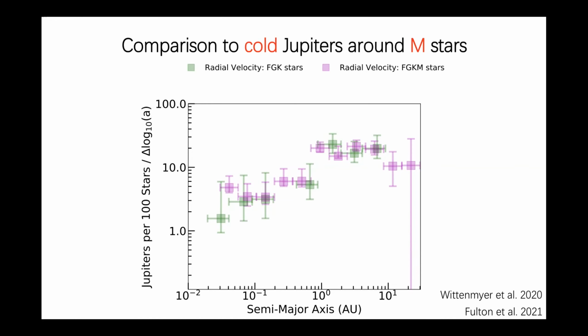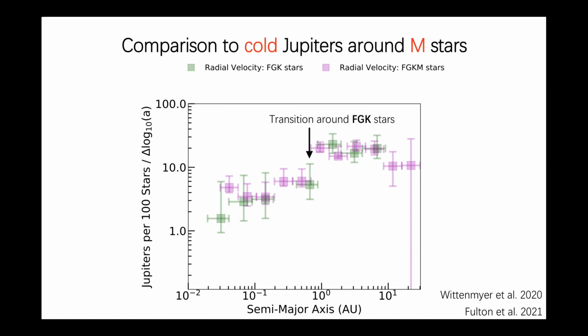So through long-term radial velocity surveys, Whitmire et al. 2020, these green squares, as well as Fulton et al. 2021, these pink squares, both found an occurrence rate transition at about 1 AU for giant planets around FGK stars. And this jump is probably related to the location of the ice line, as the enhanced solid density beyond the ice line will facilitate the growth of a solid core inside the giant planet, according to the core accretion theory.